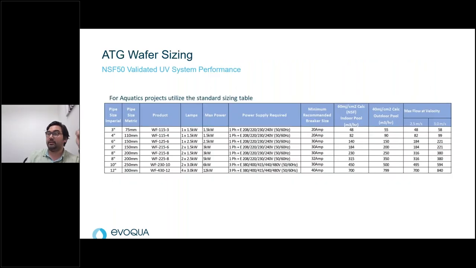Yeah, we have multiple models to cater for swimming pools. As you see, our largest model is validated to provide 60 millijoules per square centimeter, which is also recommended for indoor pools. We can cater with a single unit up to 700 cubic meters per hour.